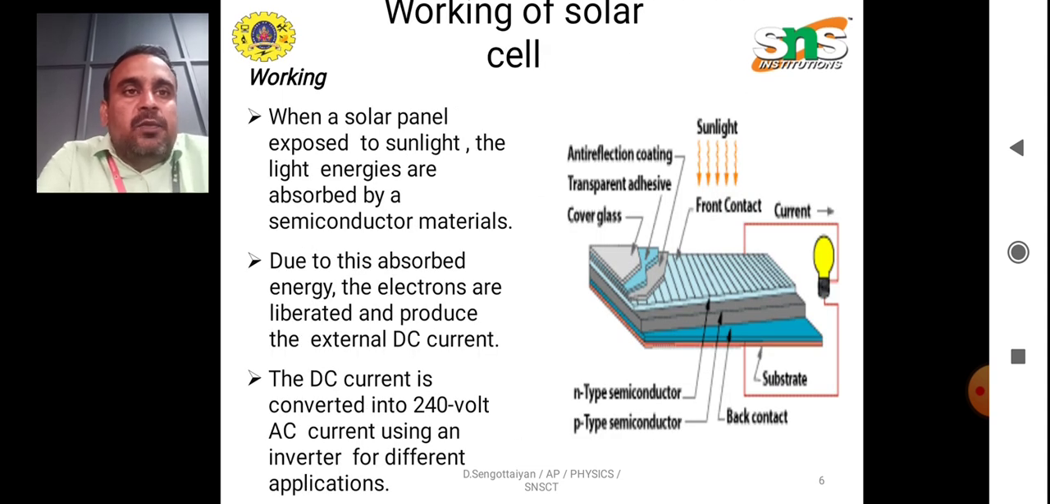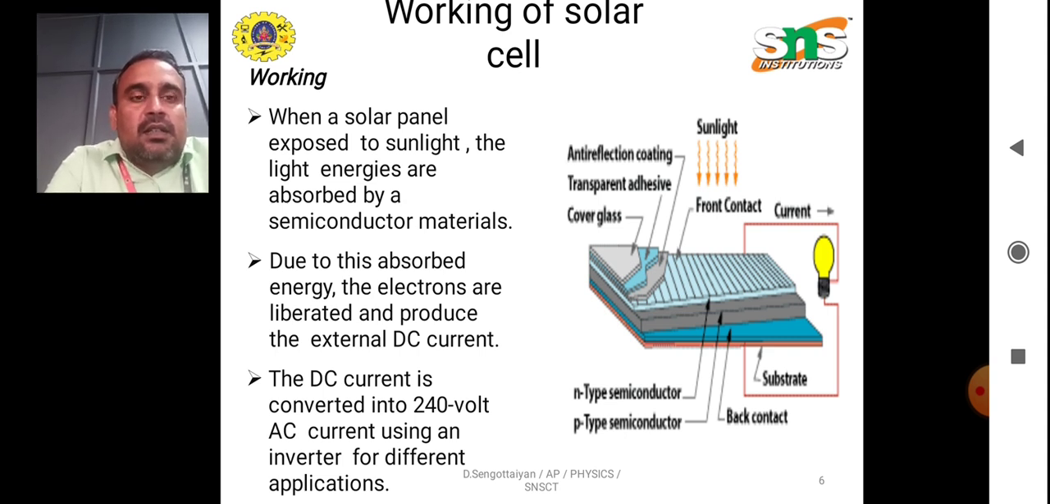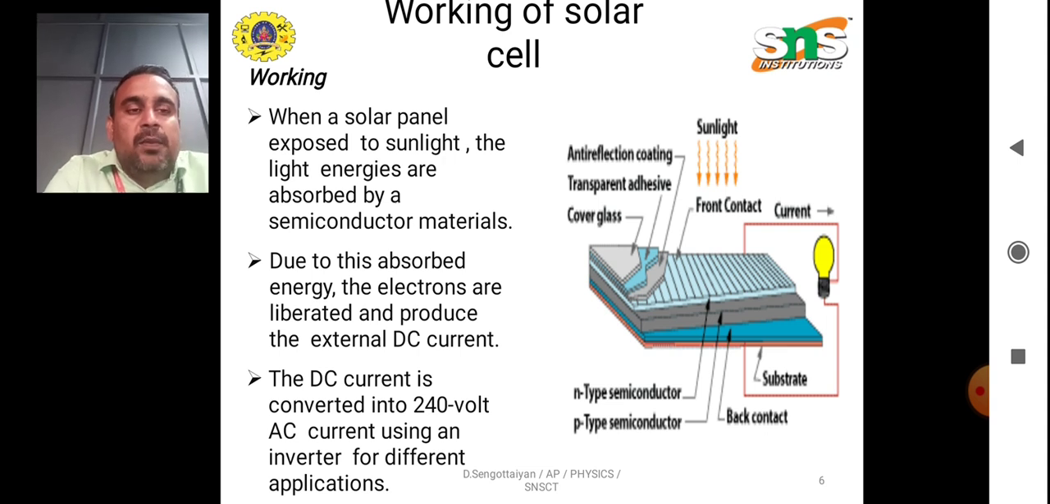Then the working principle of solar cells. When the solar panel is exposed to sunlight, the light energy is absorbed by the semiconducting materials. Then the light energy passes through the electrolyte or junction. Due to the absorption of energy, the electrons are liberated and produce the external DC current. The DC current is converted into 240 volt AC current using an inverter for different applications. So the basic principle is photovoltaic effect, that is, light energy is converted to electrical energy.